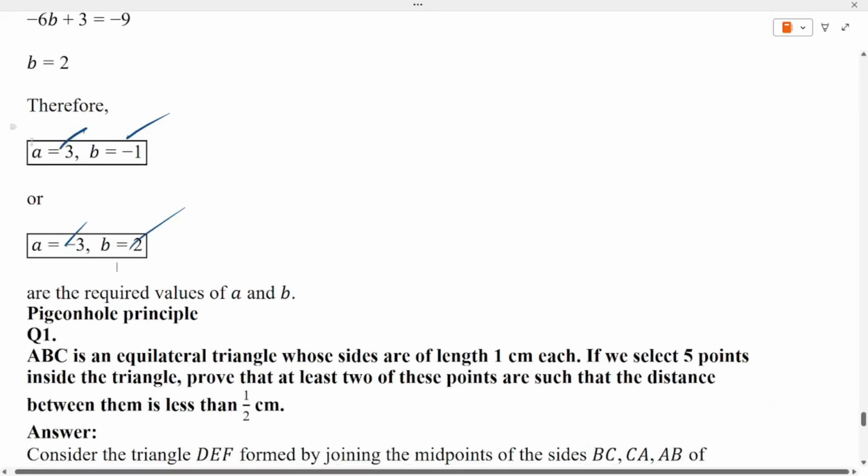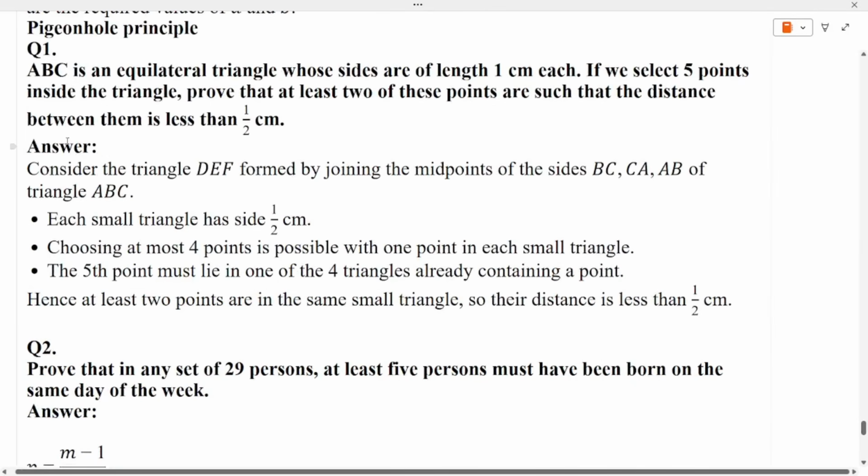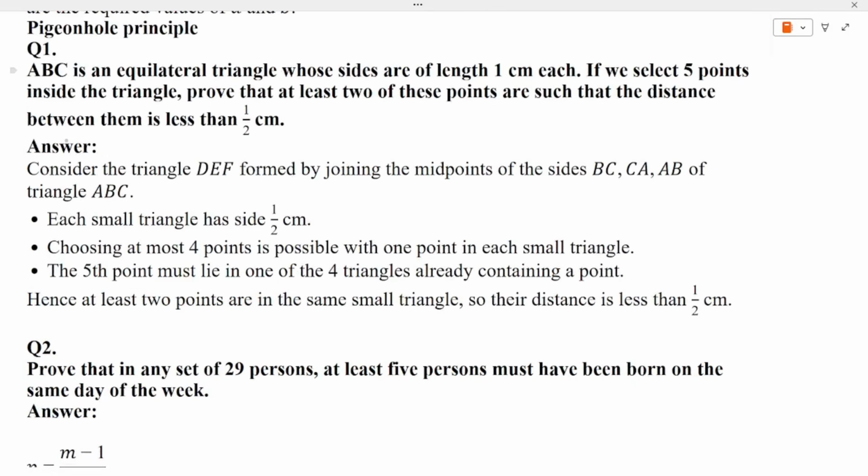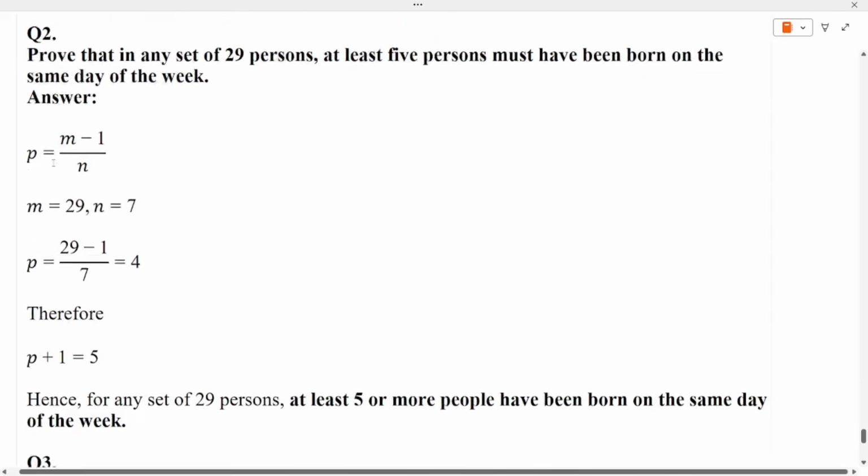Next, the last topic, but the least and very important topic is the pigeonhole principle. That means, you can see here, ABC is an equilateral triangle whose sides are length 1 centimeter each. If we select 5 points inside the triangle, we can prove at least 2 of these, that is distance is less than half centimeter. Okay, you can see this question that is mainly given as an extra type. Okay, this I'll be solving.